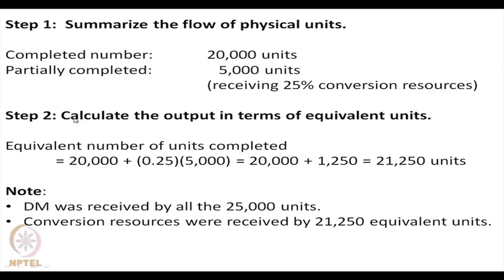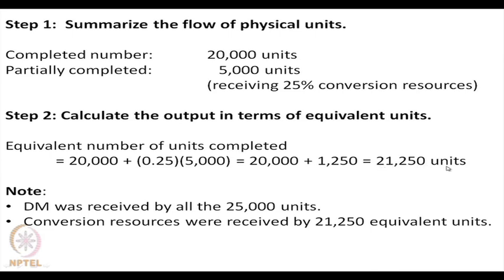Knowing this, we calculate the output in terms of the equivalent units. So, the completed units are 20,000. So, we write that as it is, and then we say that 25% of 5,000, which is this multiplied by this, which is equal to 1,250. This should be added to 20,000. So, the equivalent amount of units that have received the complete direct material and conversion costs are 21,250 units.